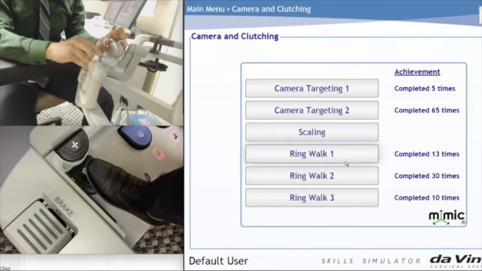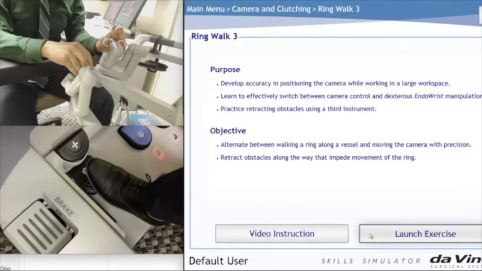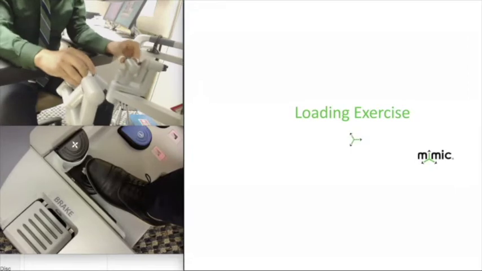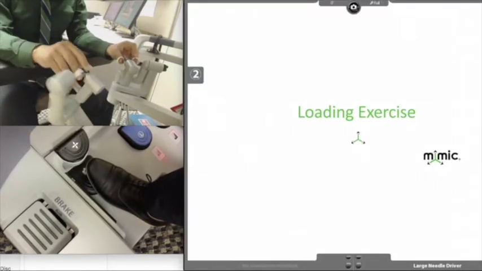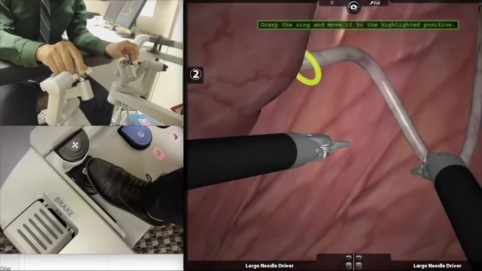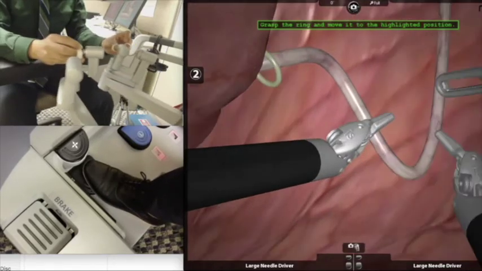The objective of Ring Walk 3, which is under camera and clutching, teaches you how to use the ender wrist, manipulate the fourth arm, use the clutching tool, but more importantly, it's one of those tasks where your decisions affect your performance. In most exercises, you would primarily use the two working arms.